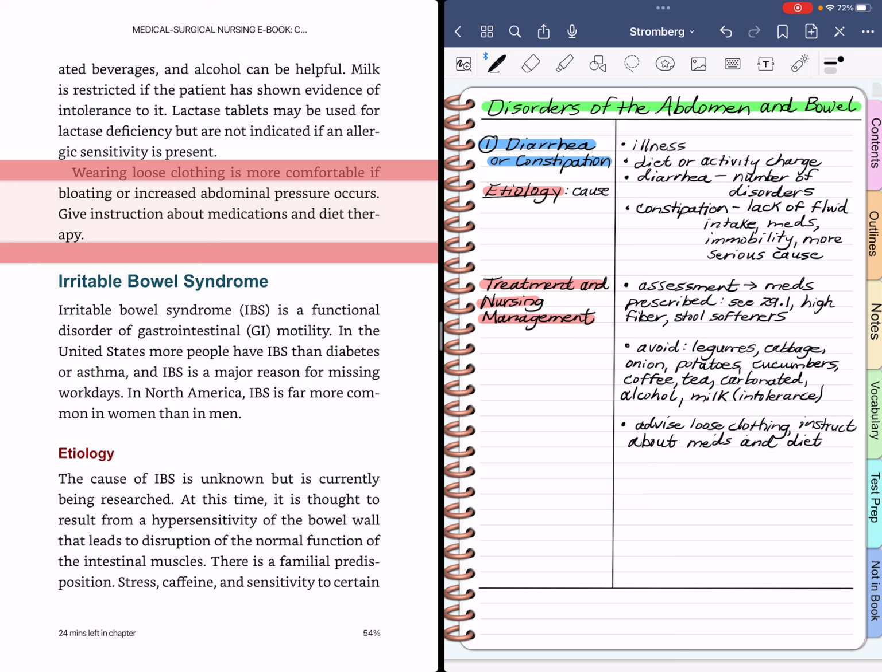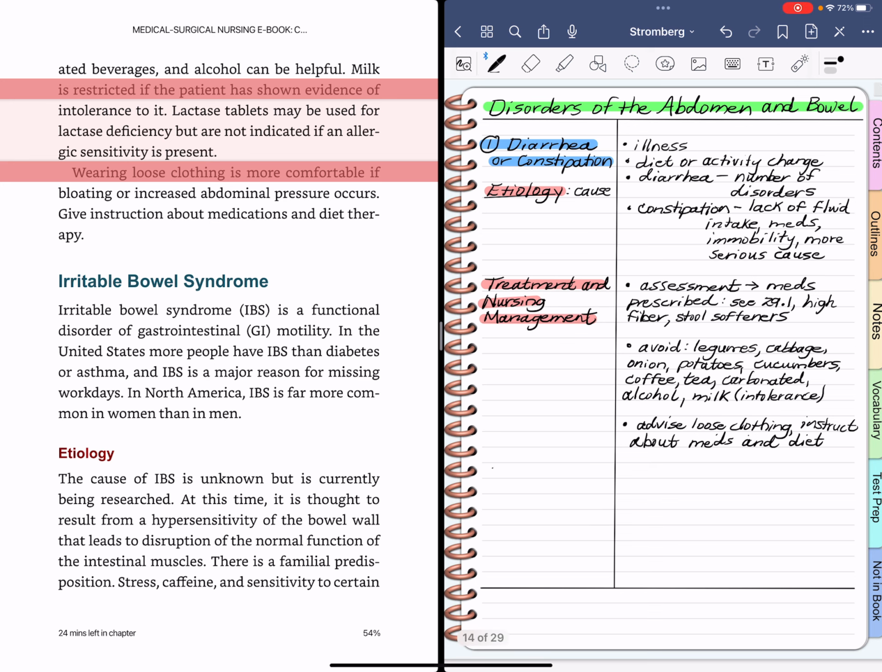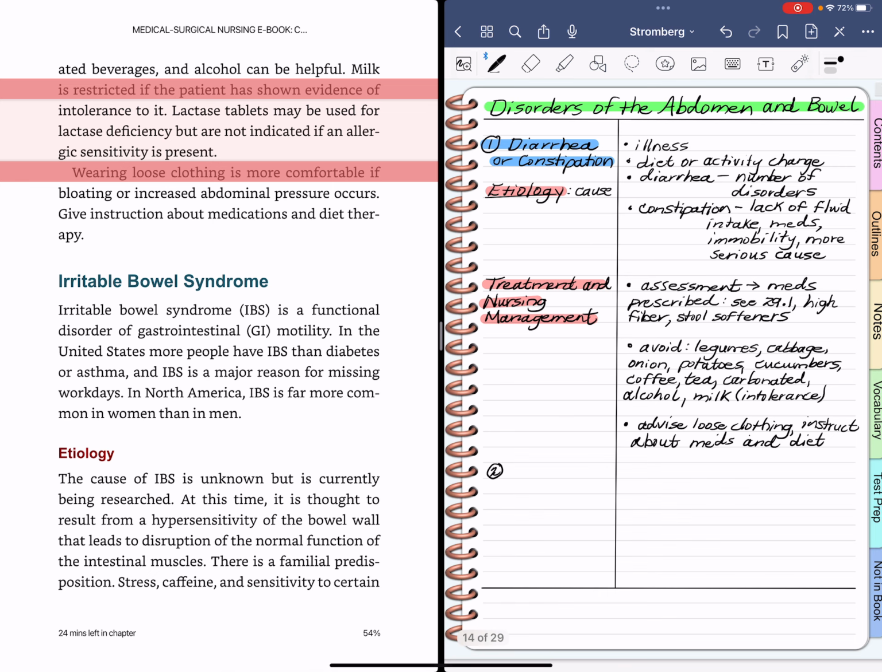So I've written a lot here. I've written a lot of details, and that may not be necessary for what you're doing. You would just need to decide, is this necessary? Okay, that brings us to the second disorder, and that is irritable bowel syndrome, or IBS. And I'm not going to go through all of this. You get the idea. I do want to show you what that bottom section is for, though.